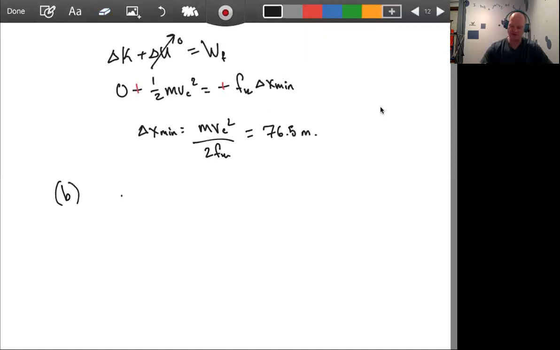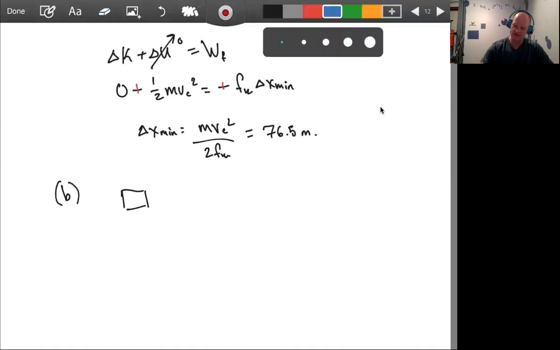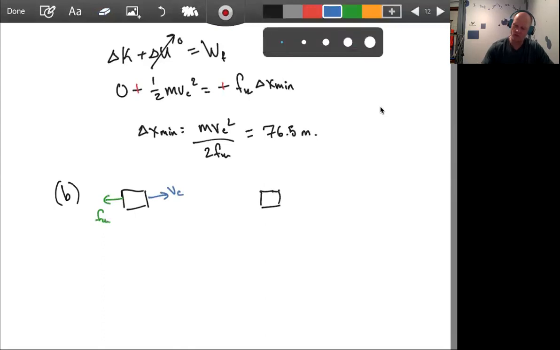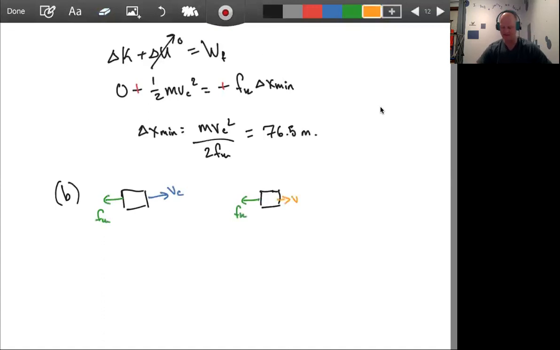So again, let's draw our pictures. Initially, here's my car going in this direction. Again, it has the friction force acting on it in this direction. So this is F sub K. At the end, my car is going to be going over here. So basically the same picture as before, except the difference now is that the final velocity will no longer be equal to 0, but it's just going to be some velocity v. Okay.